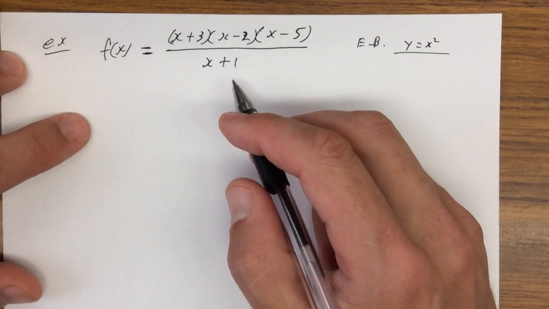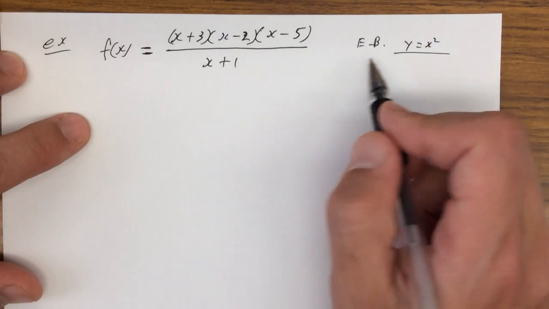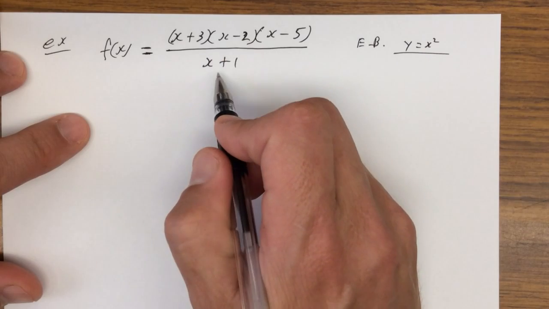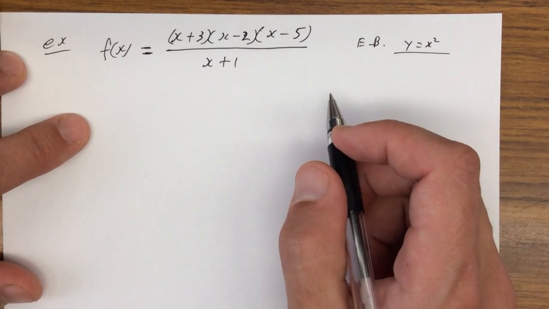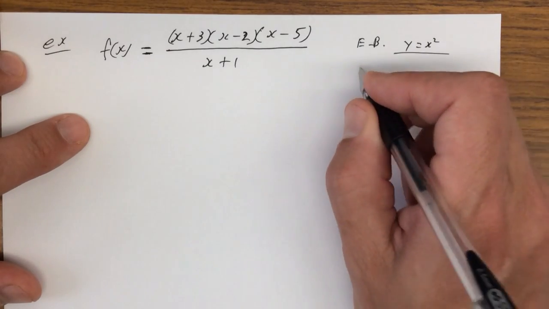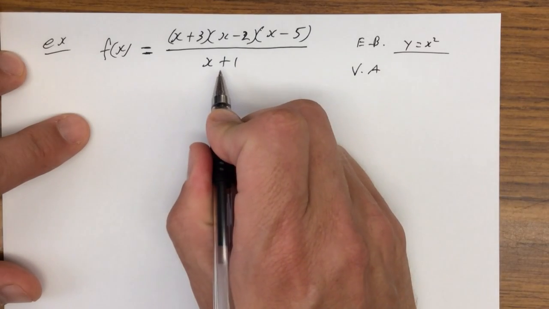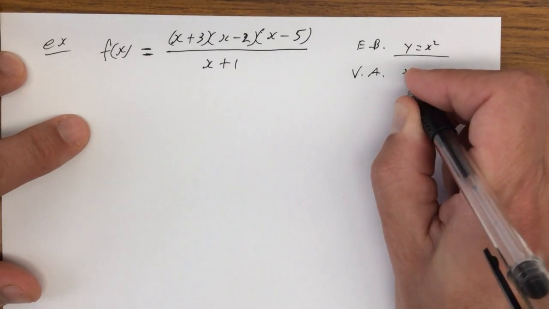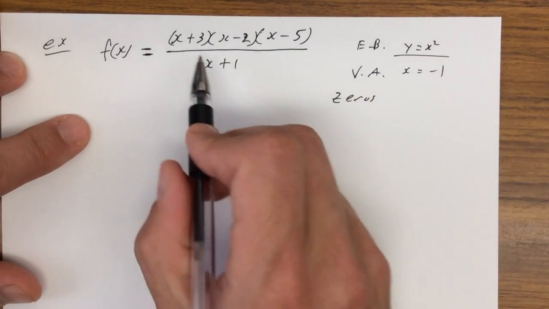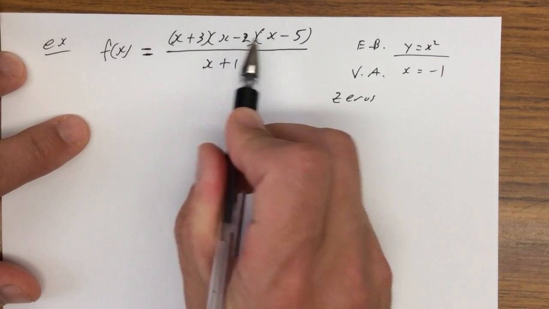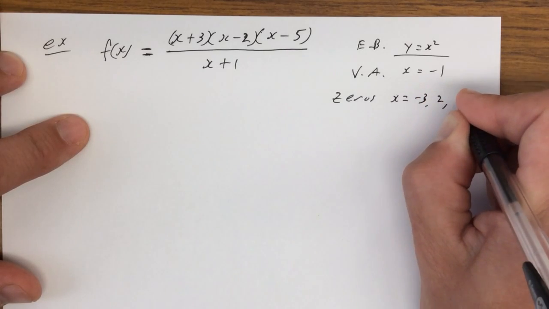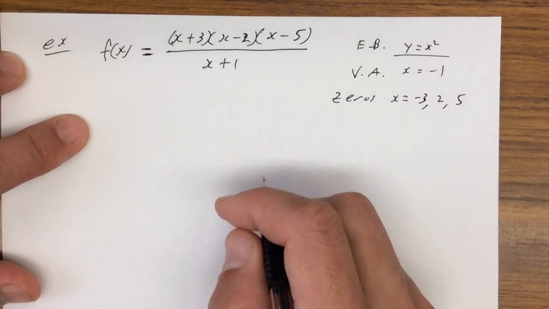Now, we're going to have no horizontal asymptote because we have the end behavior like this. When the degree of the top is bigger than the bottom, there is no horizontal asymptote. Now, the vertical asymptote will be when x equals negative 1. And the zeros are at x equal to negative 3, 2, and 5. So those are the zeros.